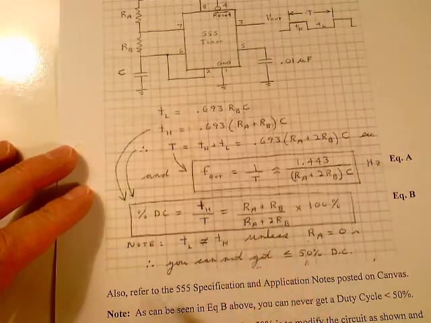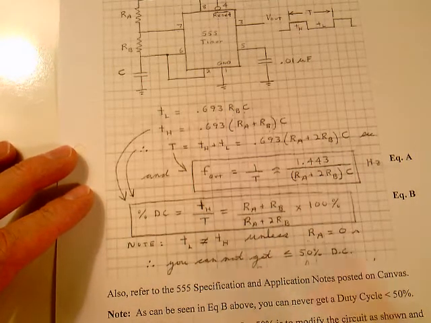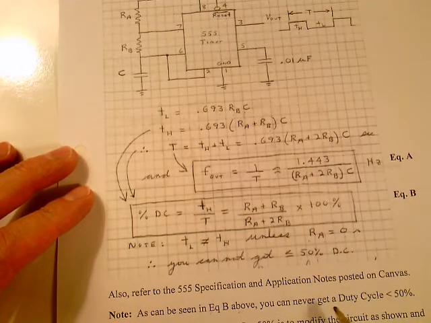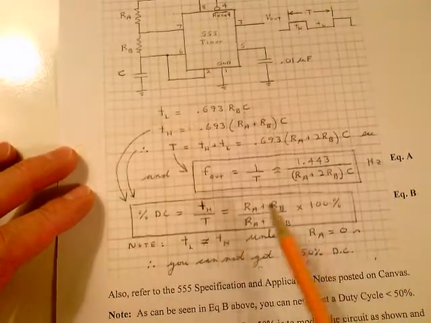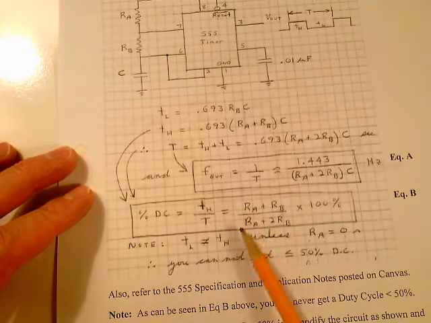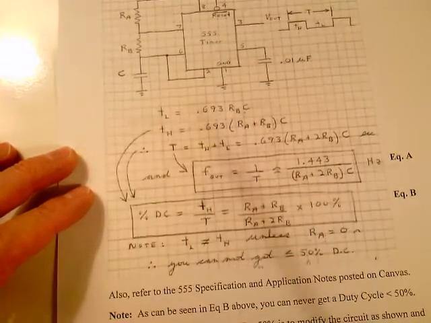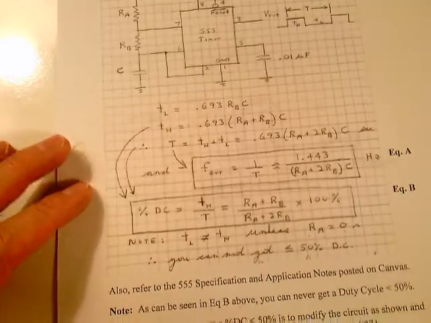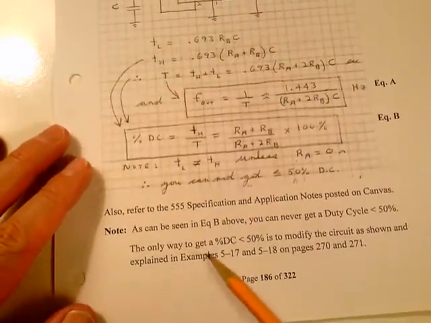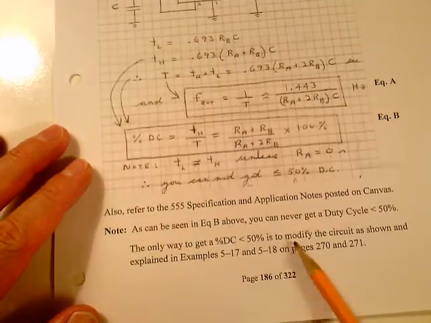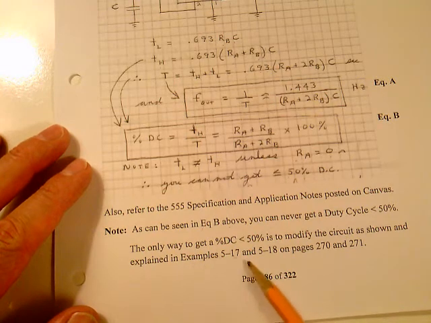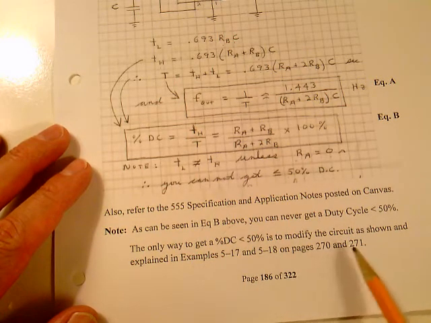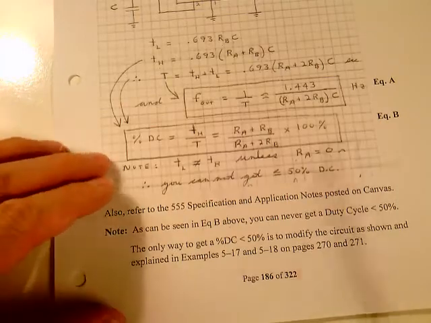Like I just explained, as can be seen in equation B up here, you'll never get less than a 50% duty cycle. Can't happen with that circuit. The best you can get is 50%, and you approach that by making RA much, much less than RB. The only way to get a percent duty cycle less than 50% is to modify the circuit as shown and explained in examples 517 and 518 and on pages 270 and 271. It's the only way you're going to be able to do that.